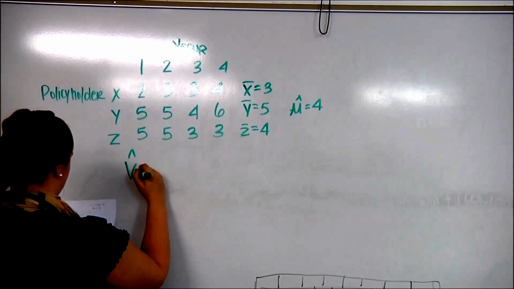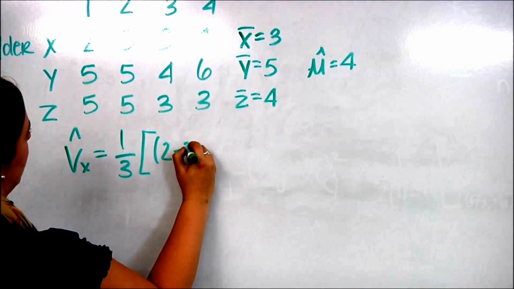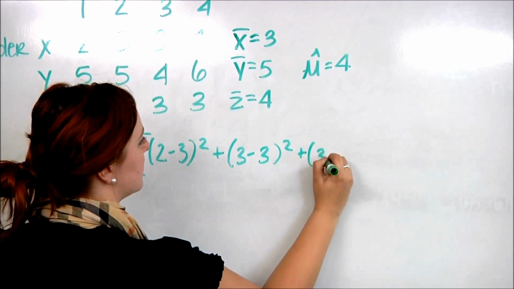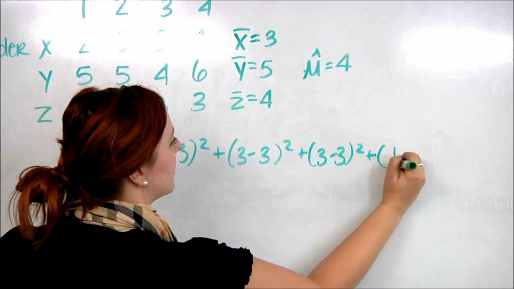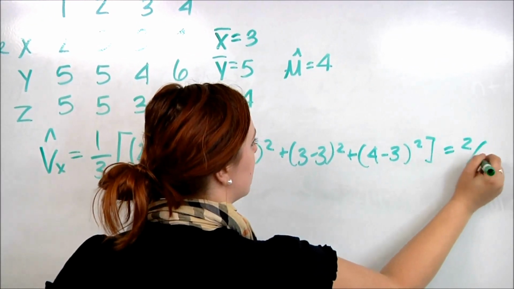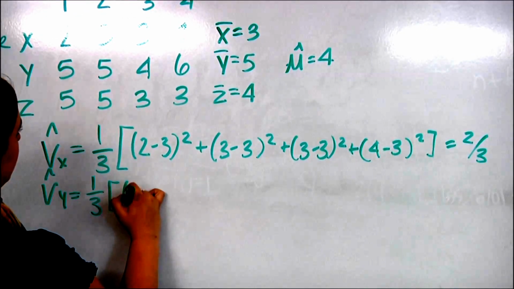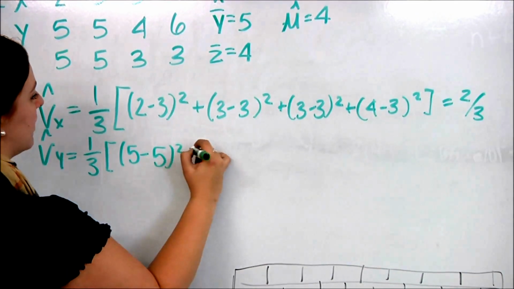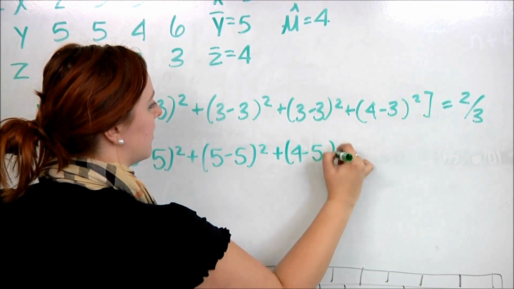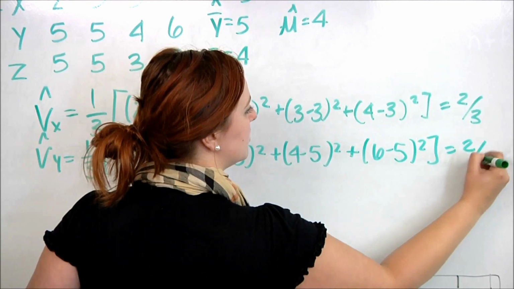So we have V hat for X is going to be equal to 1/3 of 2 minus 3 squared plus 3 minus 3 squared plus 3 minus 3 squared plus 4 minus 3 squared, which is equal to 2/3. We're going to do the same for V hat for Y, which is 1/3 of 5 minus 5 squared plus 5 minus 5 squared plus 4 minus 5 squared plus 6 minus 5 squared, which is also equal to 2/3.